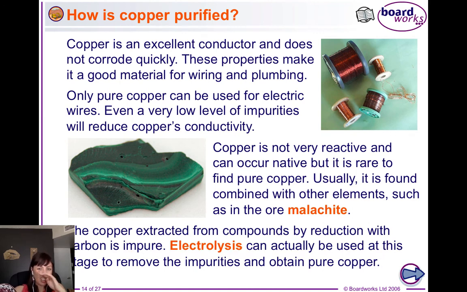The copper extracted from compounds by reduction with carbon is impure. So electrolysis can actually be used at this stage to remove the impurities and obtain pure copper. And this is a very typical Cambridge question. Copper is less reactive than carbon, so you can use reduction to extract copper from its ore, but the copper that is extracted is impure. So electrolysis is used as a step to get the pure copper from that ore.